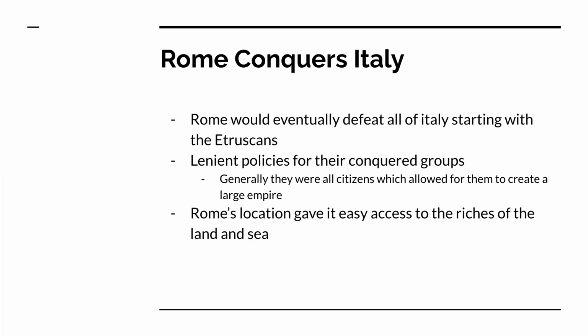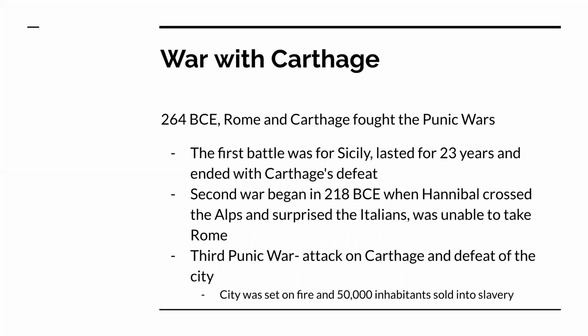And Rome has one thing going for them. Their location gives them really easy access to riches of both land and sea, and so they are able to gather a lot from different areas throughout this time. They also bring in things from different parts of the Mediterranean. One city, though, that wants to try to stop Rome's power is Carthage.